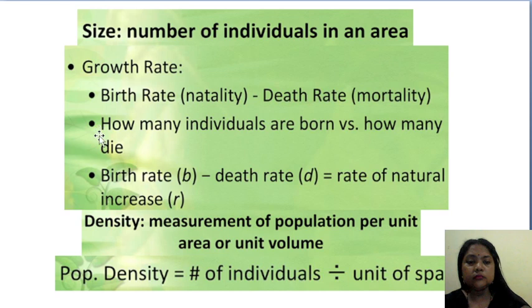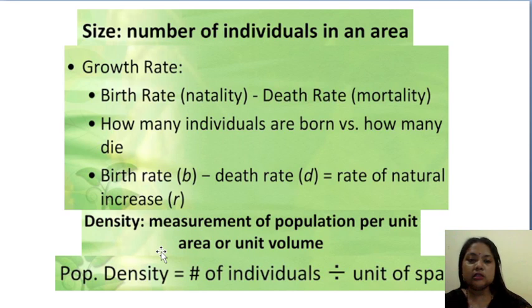How many individuals are born versus how many die is the relationship calculated and termed as growth rate. If we term birth rate as B and death rate as D, then birth rate B minus death rate D will give you the rate of natural increase.